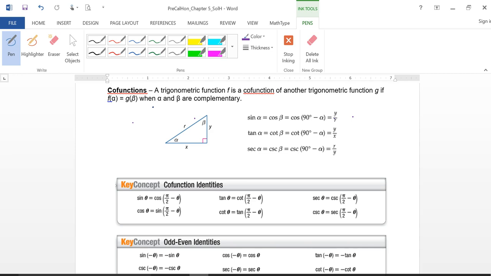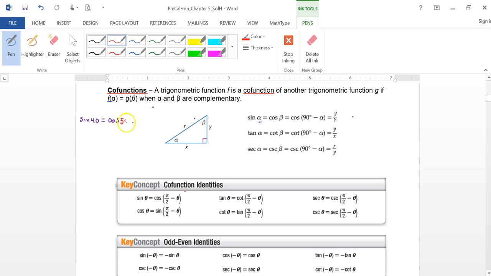So, cofunctions. Some of these functions: sine, cosine, tangent, cotangent, secant, cosecant. One is co of the other. It's not just a coincidence. The way they match is this. Sine of an angle and cosine of an angle are the same if one angle is 90 minus the other. What does that mean? If I have sine of 40, that equals the cosine of, what's 90 minus 40?